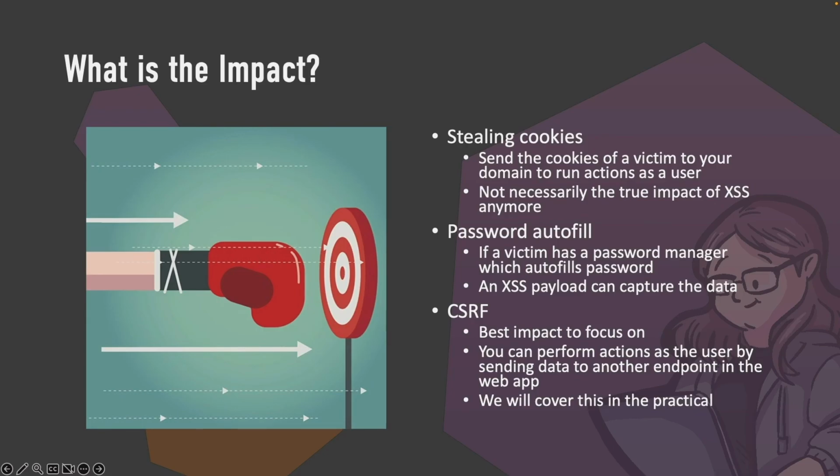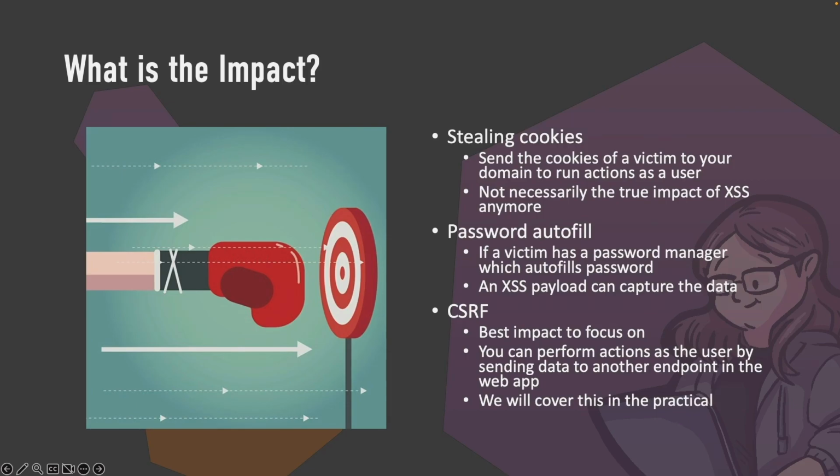However, the big impact is what's called CSRF. So that's client-side request forgery. That's something we'll be seeing later on when we start to look at other types of vulnerabilities. But it's essentially this idea that you can perform actions as the user by sending the correct data to another endpoint in the web app. So you can imagine your XSS payload wouldn't say alert 1, it would instead say, hey, can you change this password for this account to just be the word password? We're going to cover that again in the practical live demonstration when I do this all live for you.